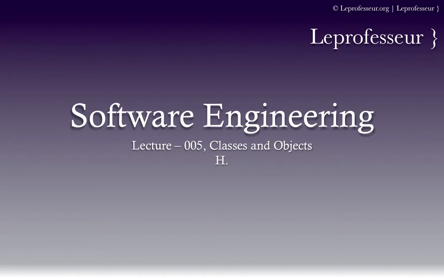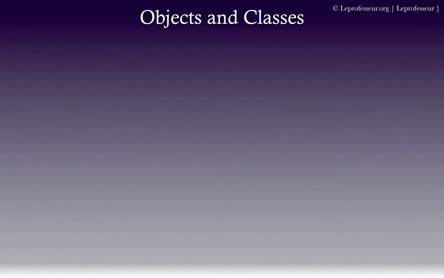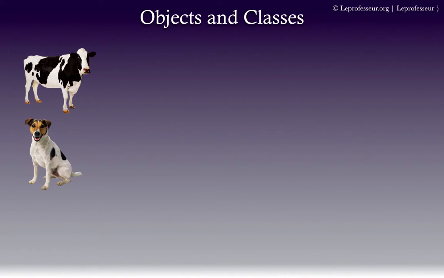In this lecture, we're going to be discussing classes and objects. Before we discuss in detail the concepts of class and object, let's see some day-to-day life examples. Say, for example, a cow, a dog, a hammer. What do we understand or see from these different kinds of things?